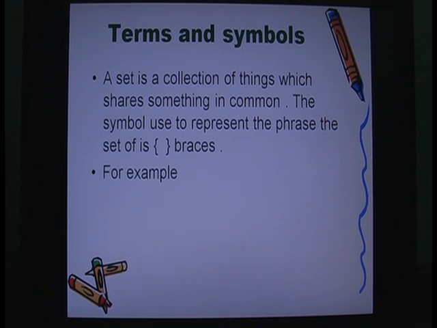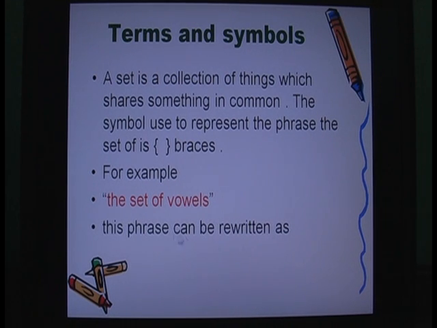For example, the set of vowels. So this phrase can be rewritten as, we're talking about the set of vowels. It can be rewritten as what now? So we'll place the word vowels in between the what? Braces, which means what? The set of. So when you see the braces here, we are speaking of the set of vowels.